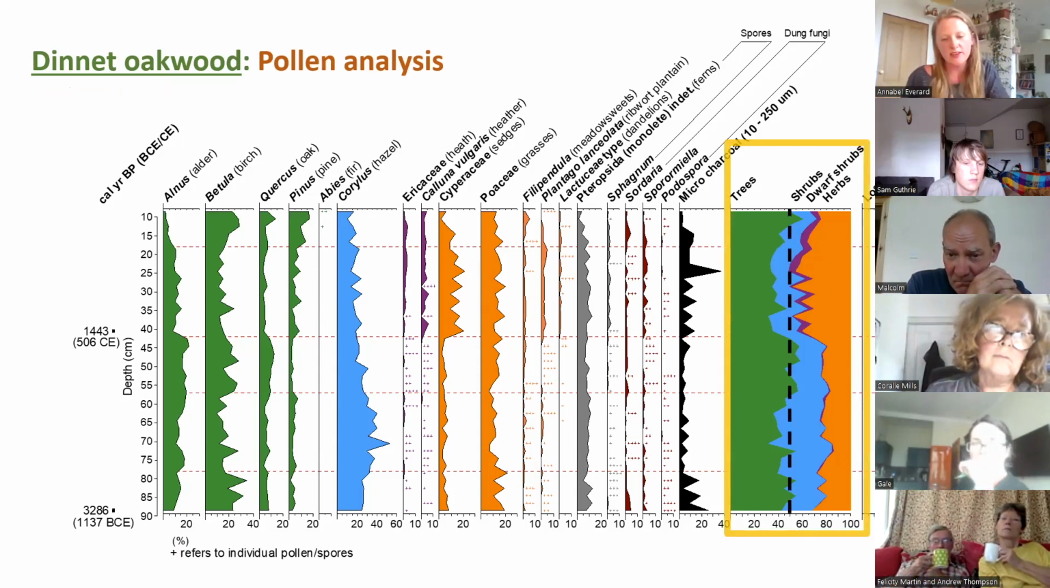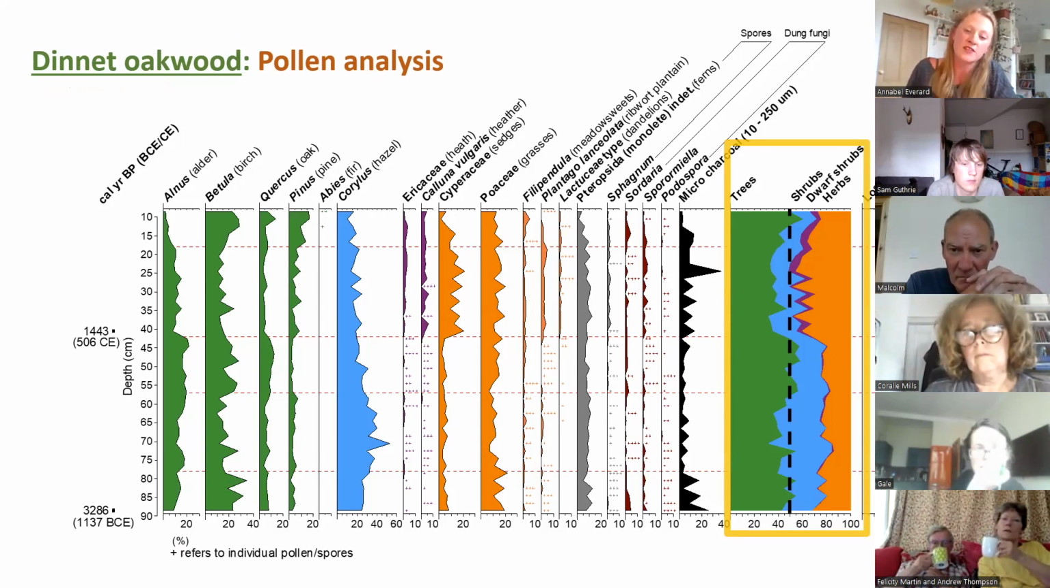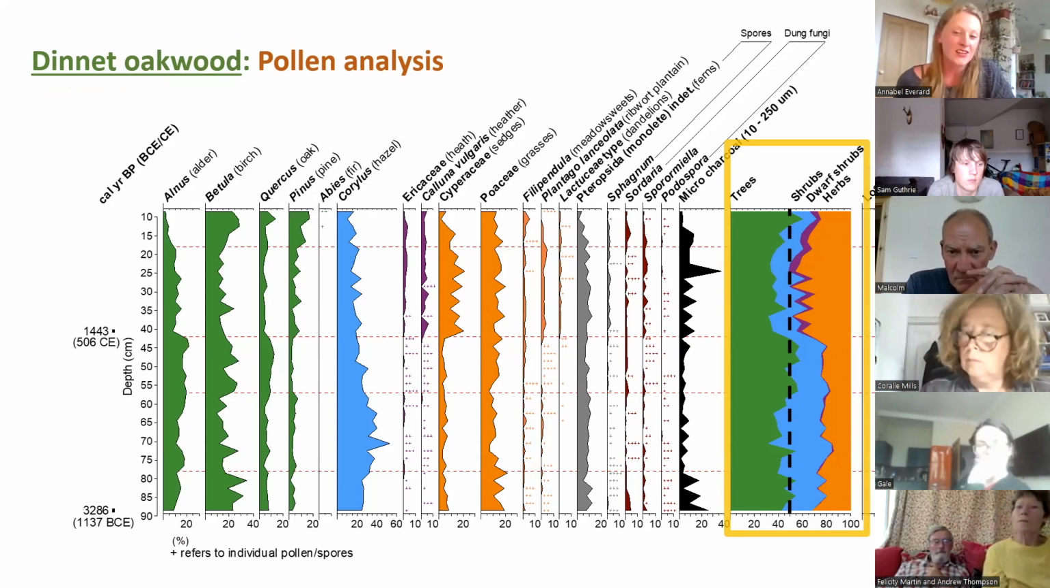So first, if we look at the summary diagram, the combined pollen for trees and shrubs stays above 50% of the total pollen count for each of these samples. This suggests that Dinnet Oakwood has actually been wooded throughout this record, so until the Bronze Age. And potentially Dinnet Oakwood is actually an ancient woodland site. However, I'm going to demonstrate that the composition and structure of the woodland does change over time.